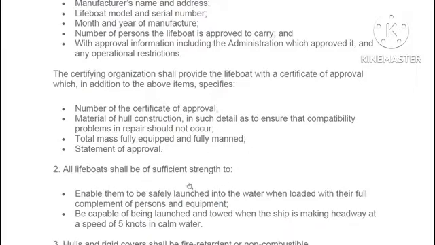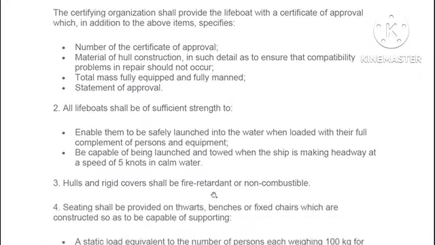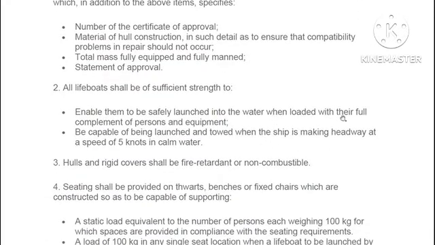All lifeboats shall be of sufficient strength to enable them to be safely launched into water when loaded with their full complement of persons and equipment. Be capable of being launched and towed when the ship is making headway. So this is important: a speed of 5 knots in calm water. So when the ship is going at a speed of 5 knots, it shall be able to do all these things. Hull and rigid cover shall be fire retardant or non-combustible.